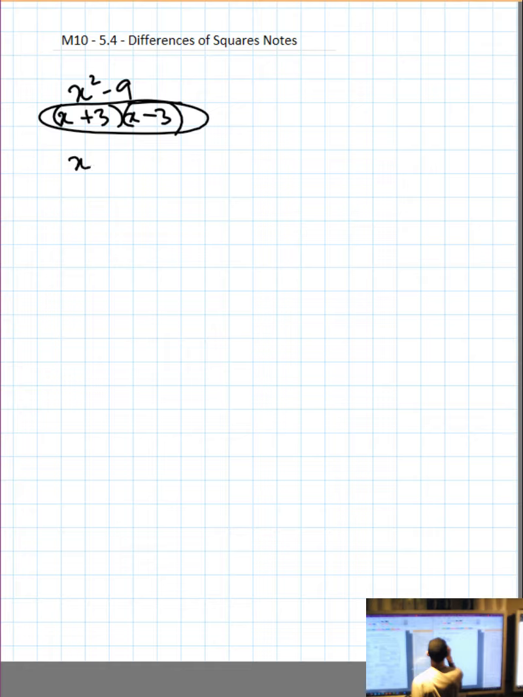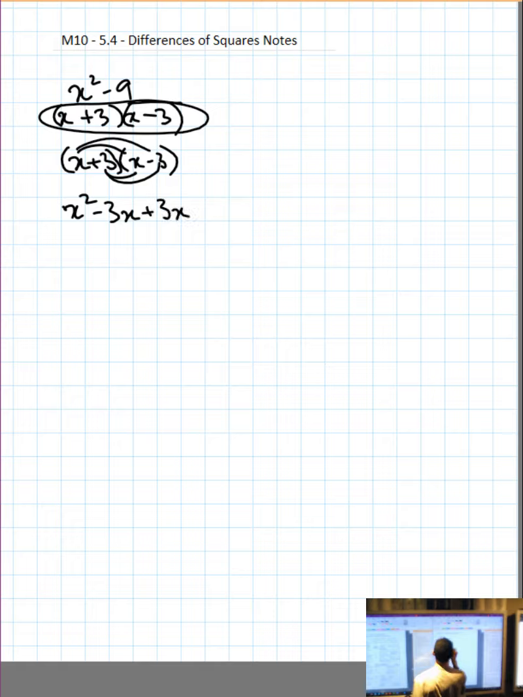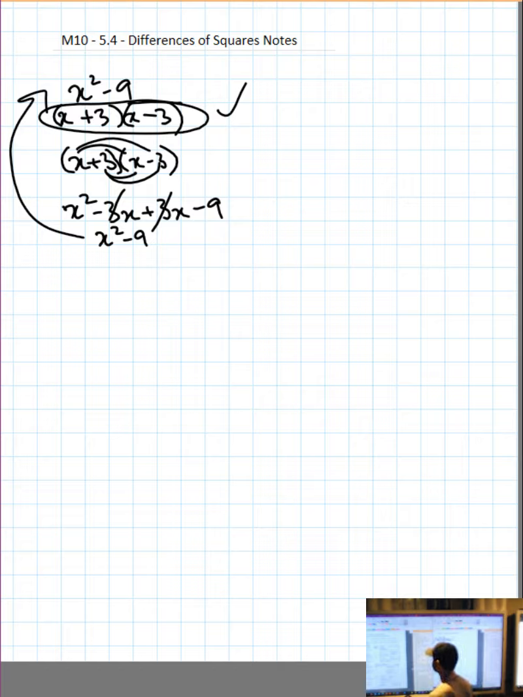Obviously, check your answer. X plus 3, x minus 3. FOIL it out. X times x is x squared. X times negative 3 is negative 3x. Positive 3 times x is positive 3x. Positive 3 times negative 3 is negative 9. And the middle terms go away, and we're left with x squared minus 9. Same as we started off with, check mark near our answer.